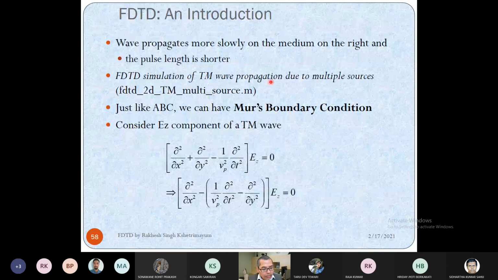You'll see that whenever you have a medium of higher dielectric constant, the wave will slow down and the pulse will also become shorter. You can also do the FDTD simulation for TM wave propagation due to multiple sources. Instead of one source, if I have an antenna array of 7 or 8 elements, how is the wave propagation? We will show you that simulation after I finish this presentation today.